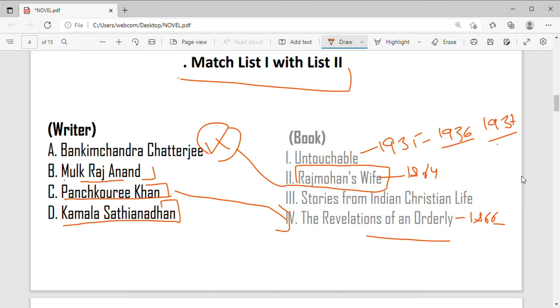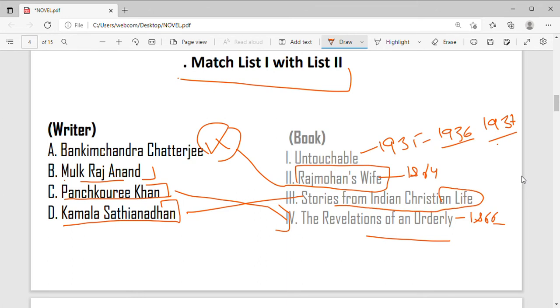The only person who can know these names is the one who is all the time connected with academics, doing research or joining conferences and seminars. This is where you come across all these writers and their writing. And Kamala Satthianadhan, Stories from Indian Christian Life.